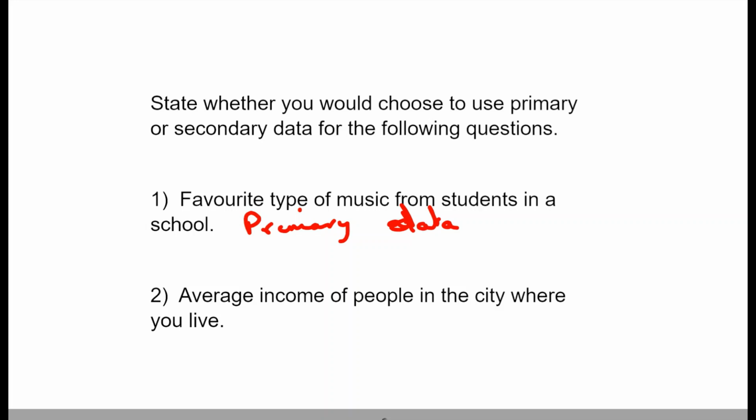Average income of people in a city where you live. Well, a city where you live could hold 100,000 people or more. So it'd be very difficult to collect primary data for this, especially if you want an average income. So for this one, secondary data may be useful because the National Statistics has data for incomes and it's split up into regions.